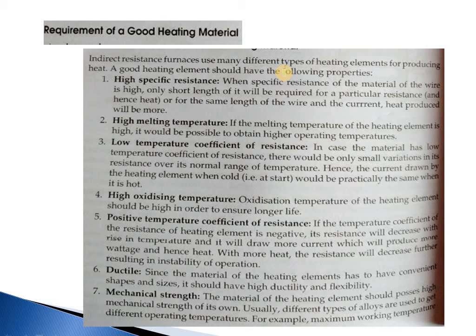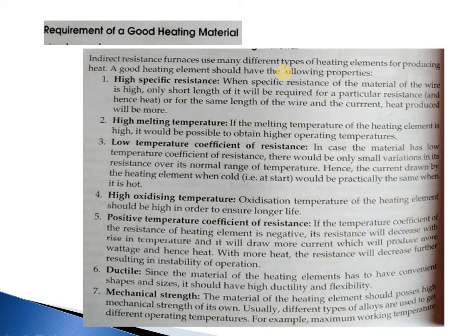If the temperature coefficient of resistance of the heating element is negative, its resistance will decrease with rise in temperature and it will draw more current, which will produce more wattage and hence heat. With more heat, the resistance will decrease further, resulting in instability of operation. Sixth, ductile. Since the material of heating elements has to be given convenient shapes and sizes, it should have high ductility and flexibility.